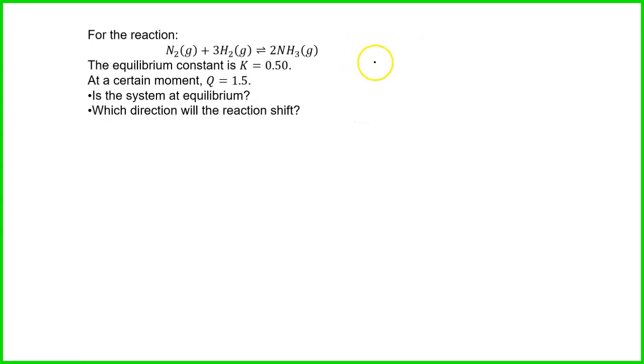Here though, if we're comparing Q and K, Q is 1.5 and K is 0.5. So I can say Q is greater than K. Is this at equilibrium? Which direction does it need to shift to make more product? Sorry, to make more reactant, I should say. So it's going to shift to the left. If Q is greater than K, we're going to shift to the left.